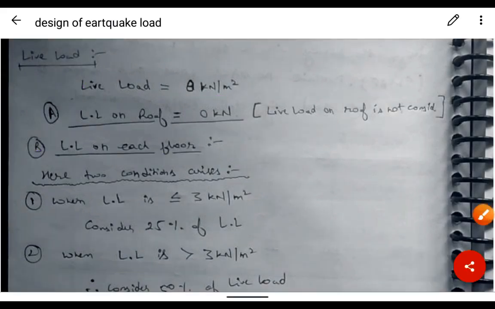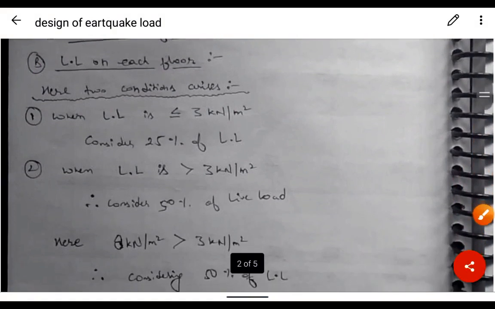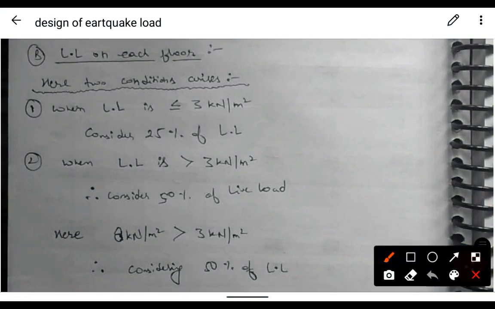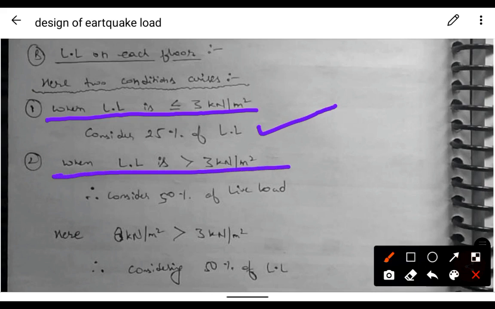Generally, two conditions arise for the calculation of live load on each floor. The first condition is when the intensity of live load is less than or equal to 3 kilonewton per meter square, so we will consider 25% of the live load. Moving to the second condition, when live load is greater than 3 kilonewton per meter square, we are going to consider 50% of the live load.